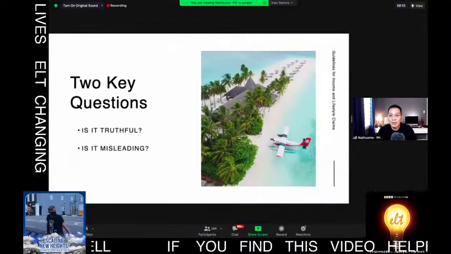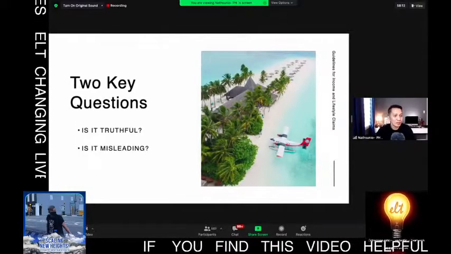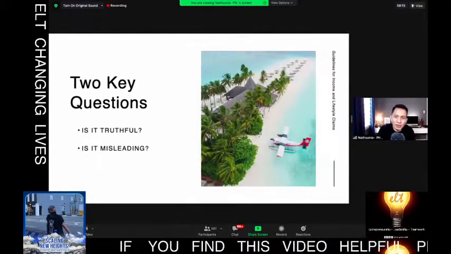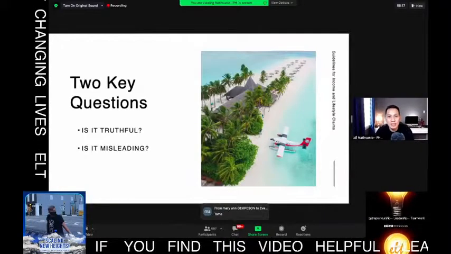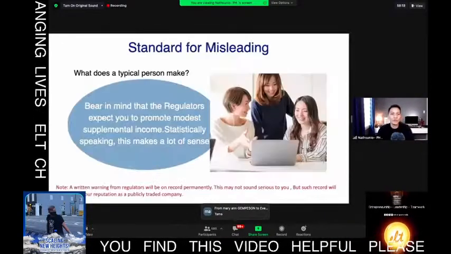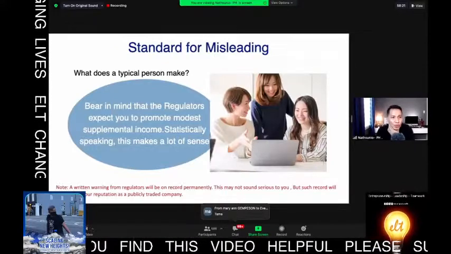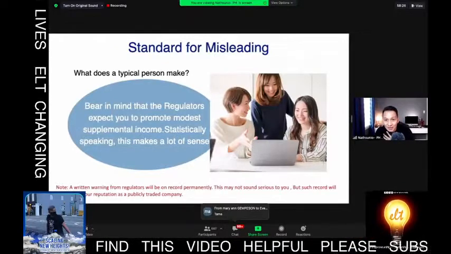Why not promote family, di ba? Promote yung pag-aaral mo, di ba? Really working hard on your business as well. Because that's what it takes to basically become successful, okay? Is it truthful or is it misleading? Okay. Also, we need to understand, meron tayong mga regulators.